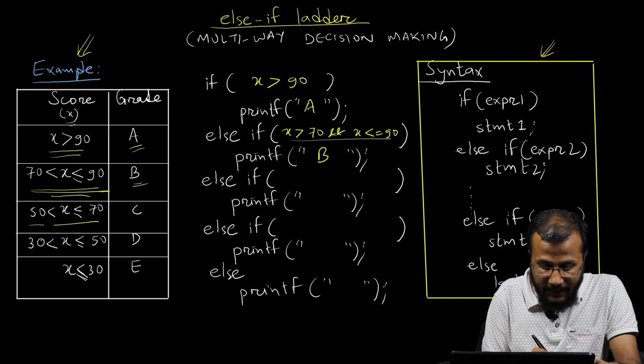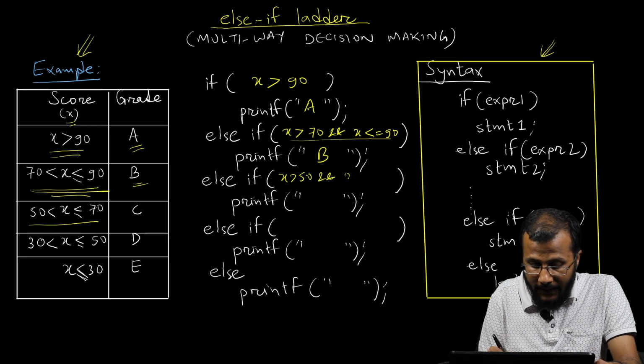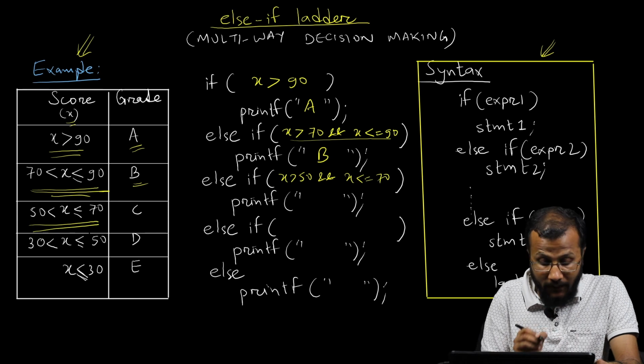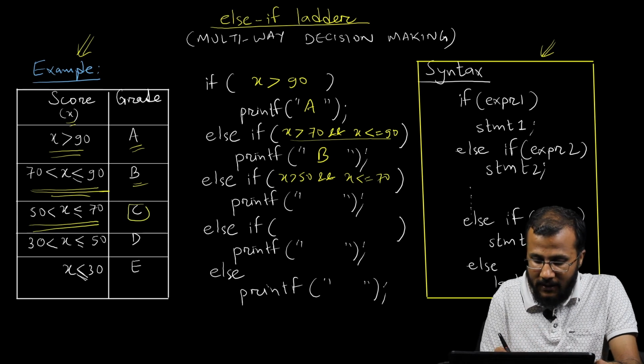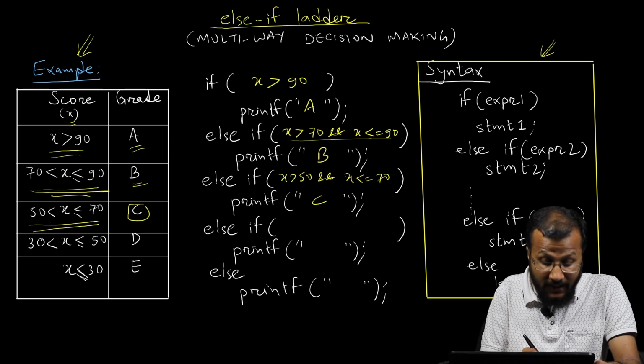The condition is X must be greater than 50, X is greater than 50, and logical and X is less than equals to 70. So I'm checking this condition. If this condition is true, I'll have to display C grade on the screen. And if this condition is false, I have to check the next condition.